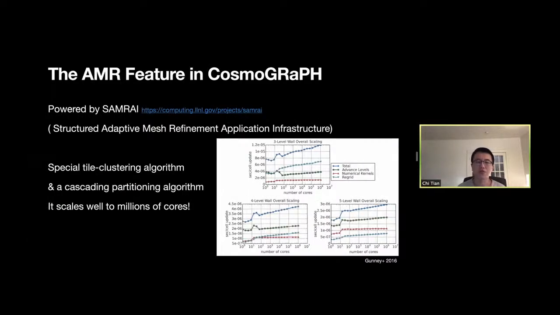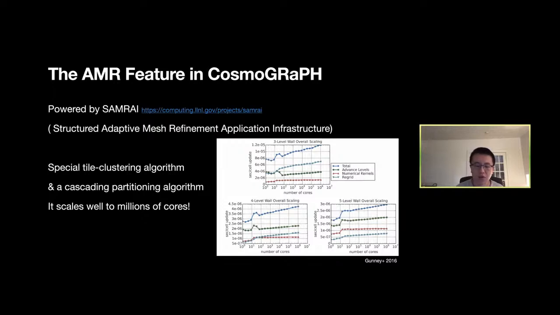So our solution with Cosmograph is to use an open source AMR infrastructure called Sumaray. The next question is, why do we choose it? We chose it because they claim to employ a special tile clustering algorithm and a special partitioning algorithm. They call it tile clustering and cascading partitioning algorithm. Equipped with those special algorithms, they can scale well to millions of cores. I think this is an amazing feature. This opens the gate to petascale computing in the future.